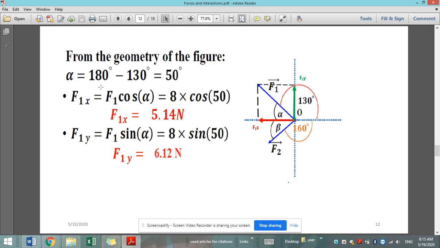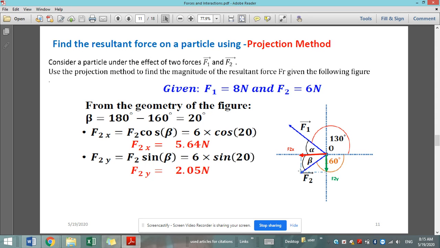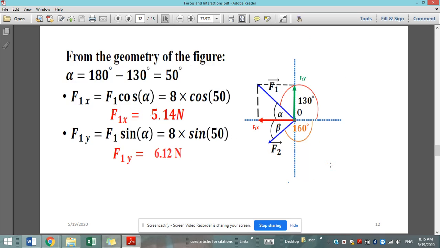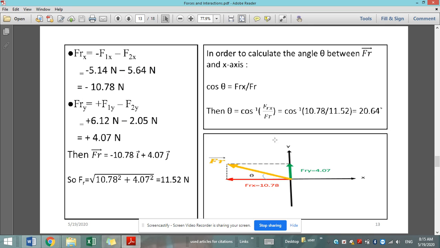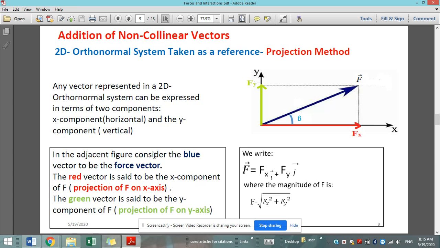For the y component, let's check. For F2, the y component is downwards. It's in the negative sense of the y direction, so we have to write minus F2y. However, as for F1, F1y is in the positive direction. So we write plus F1y minus F2y, and we get the result. Then the Fr vector can be expressed in terms of its Fx and Fy, applying this formula that I mentioned.